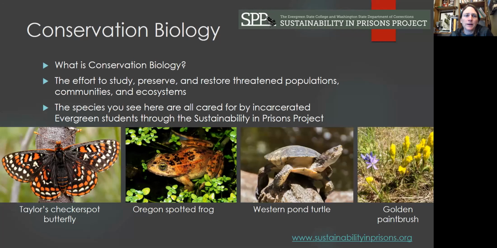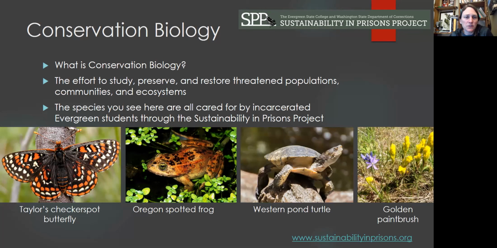So moving on, the first chapter of the book really just introduces you to a lot of different topics. The first is conservation biology. What is conservation biology? It's the effort to study, preserve, and restore threatened populations, communities, and ecosystems.